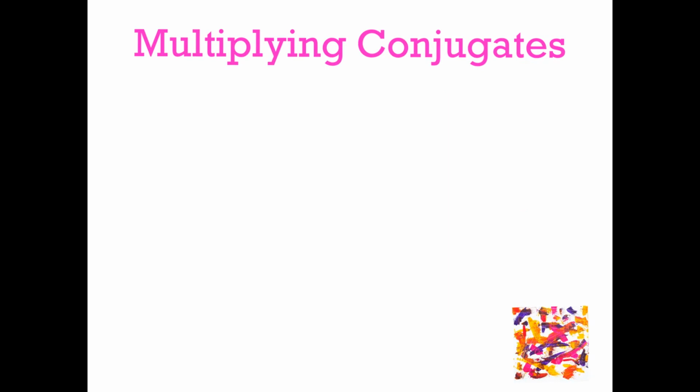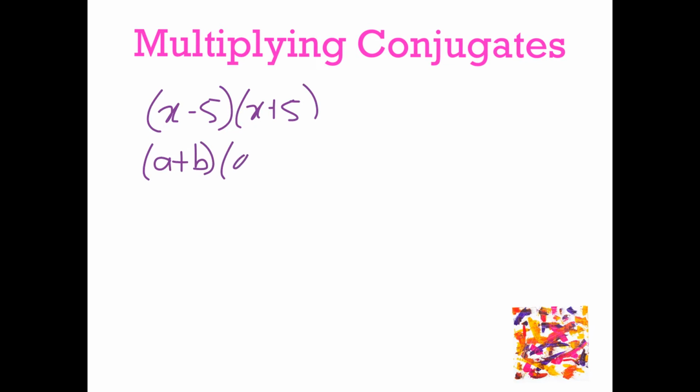The second type of special product that we are going to talk about today is multiplying conjugates. And conjugates is a word that you haven't heard before. So I'm going to give you a couple of examples, and hopefully by the third one, you kind of know what's happening. So x minus 5 and x plus 5 are examples of conjugates. A plus b and a minus b. 2x plus 5 and 2x minus 5.